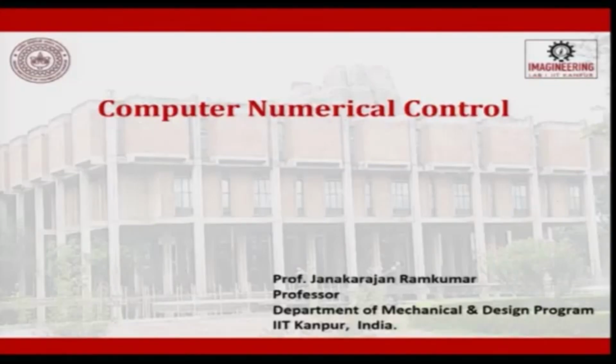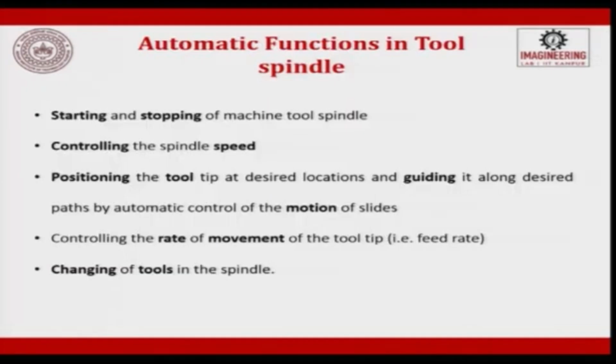So, welcome to the next lecture on computer numerical control. So, let us look a little bit more on functions. The automatic functions in the tool spindle in a CNC machine are: starting and stopping of the machine tool spindle by call of a command or press of a button, then controlling the spindle speed, positioning the tool tip at the desired location and guiding it along the desired path by automatic control of the motion of slides. Then controlling the rate of movement of the tool tip, then changing the tool in the spindle. So, these are the automatic functions in a tool spindle.